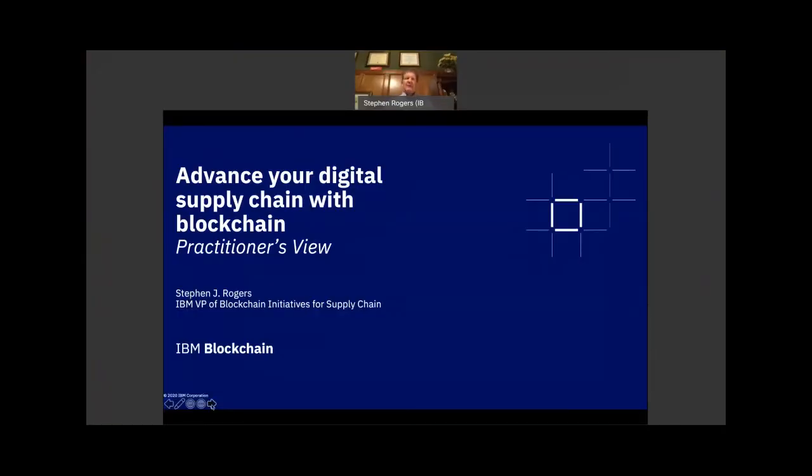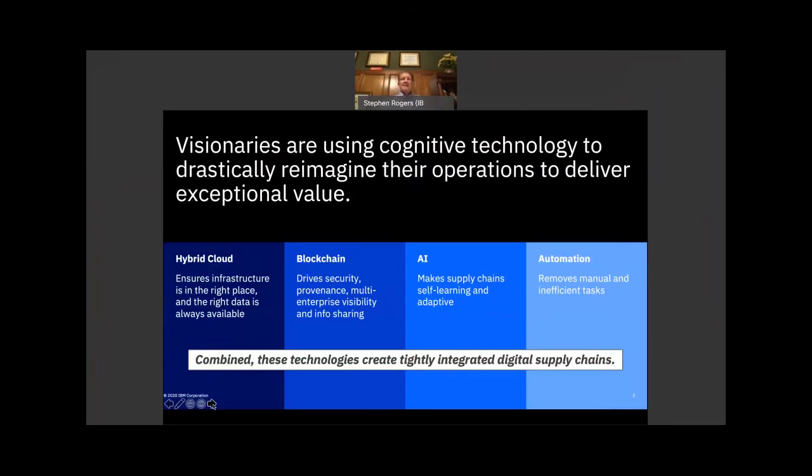The first thing I'd like to point out is that blockchain is not the be-all and end-all to all problems. It is one of several technologies that are really transforming supply chain today. Hybrid cloud is giving us the ability to deploy infrastructure very rapidly. AI can make sense of massive quantities of data and convert them into actionable insights. Robotic process automation is eliminating a lot of the manual tasks that we perform.